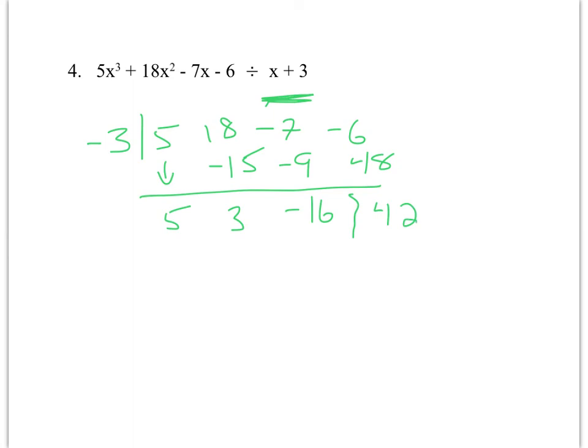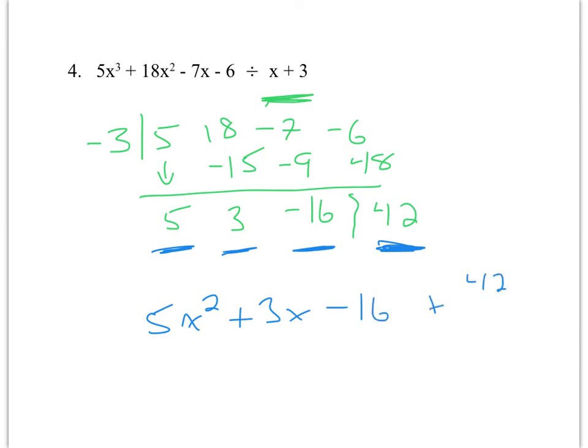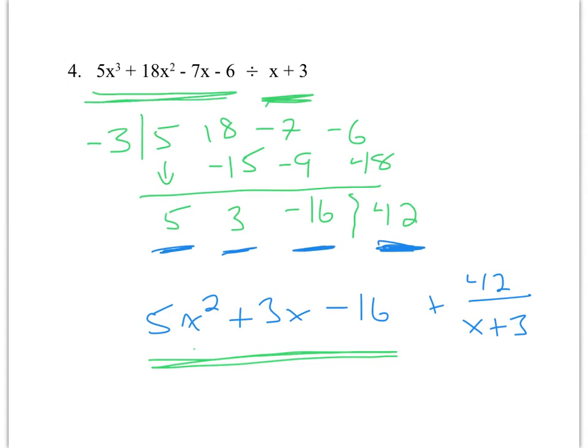So my final answer: this is my remainder term, this is my x to the 0, x to the first, x to the second. So I have 5x squared plus 3x minus 16 plus a remainder of 42 over my original divisor, x plus 3. Notice, folks, the quotient of synthetic division will always have a degree of 1 less than the original dividend.